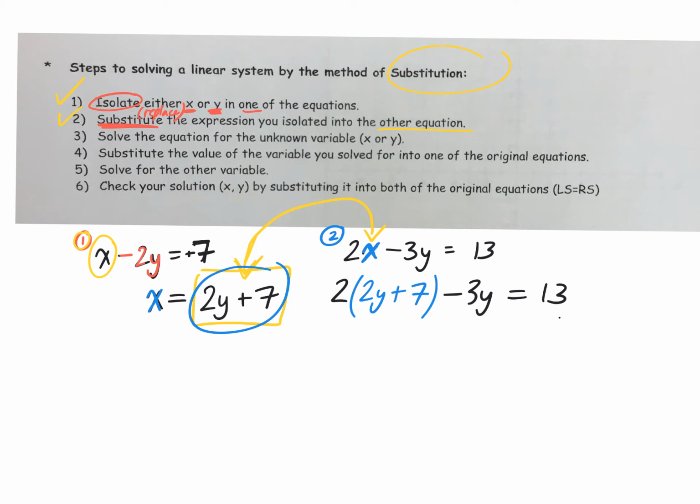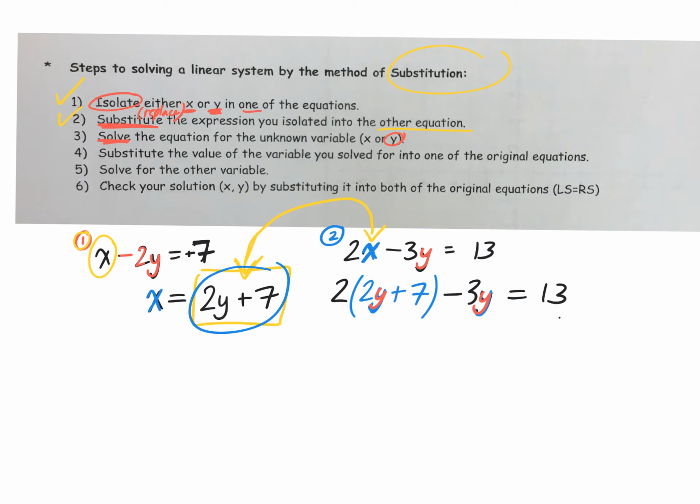What's next? Yeah? Now, your equation only has a y variable in it. Before it had an x and a y. If you have two unknown variables, you can't solve it. But now we only have one unknown variable because we replaced the x. So now that we have one variable, which is the y, can I solve this now? Yeah, we can solve it for which variable? We're going to solve it for y.